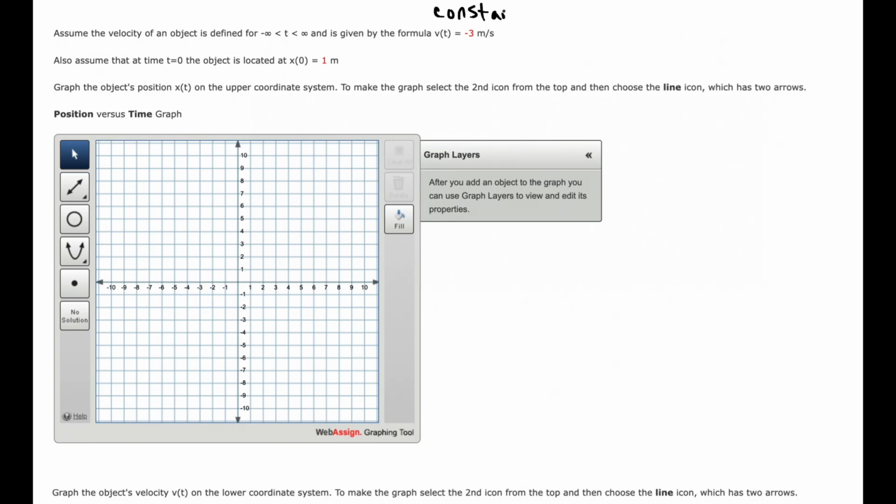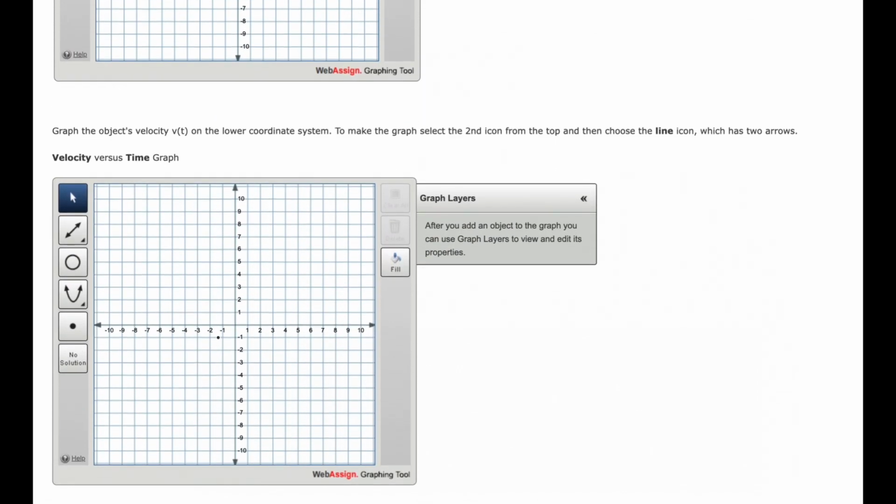Now, whenever we have constant velocity, we're going to have graphs where they're both going to be linear, the position and the velocity. But when it comes to the velocity, it's probably the easier one to graph because they're saying the velocity is always -3, which means it's -3 at the start of the clock, and this is the time axis here, and this is the v-axis.